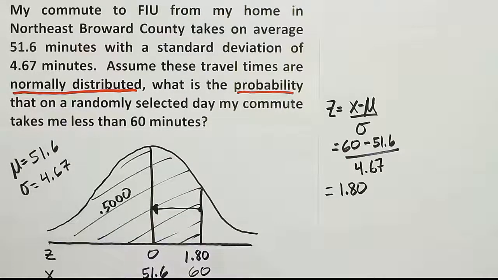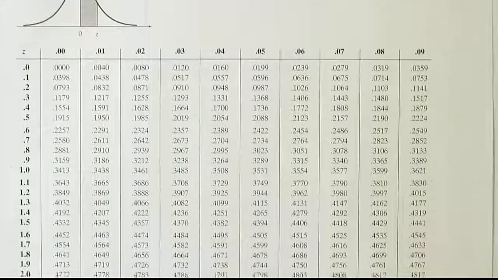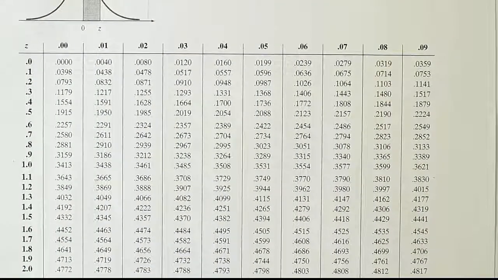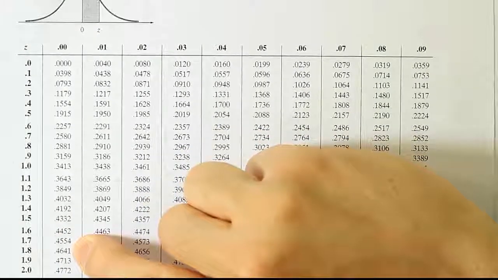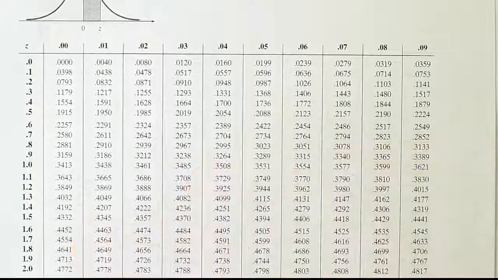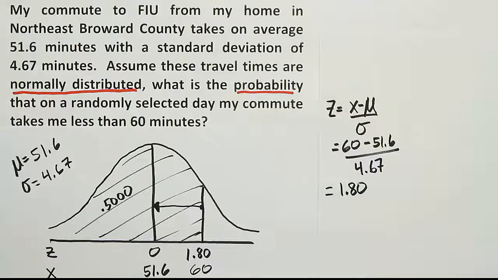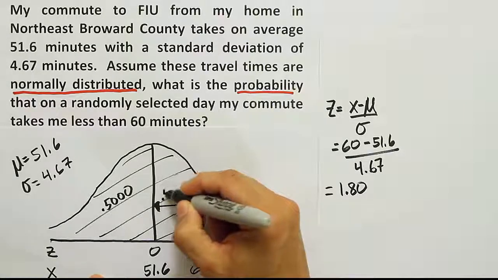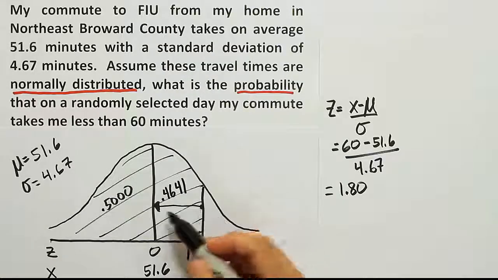So let's go to the chart now and look up 1.80 and see what we get. Okay, so we're looking at 1.80, so we're going to move the table up here a little bit so you can see 1.8. Alright, so here at the 1.80 position, we find the number 0.4641. Okay, so we get the answer 0.4641 as the area from this line to the center.